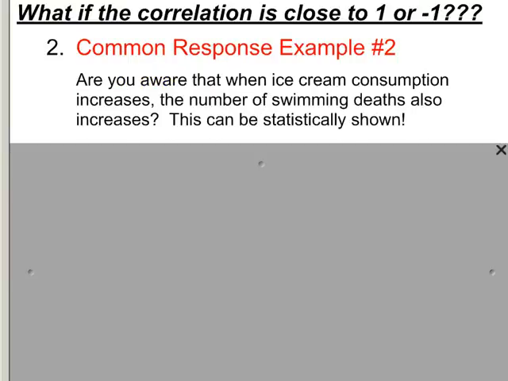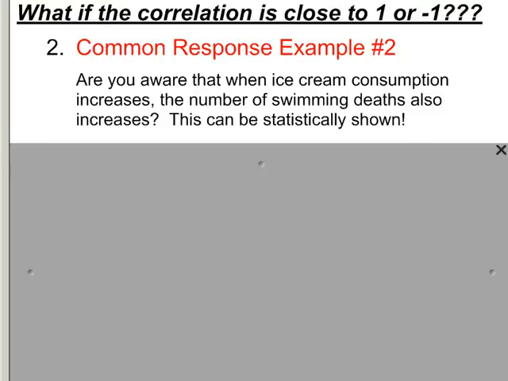Another example for common response, and again, remember that means that I'm studying two things, and it appears as though one thing is affecting the other, but I missed something else, a third thing, a lurking variable behind the scenes that's actually affecting the two things I'm studying. For example, are you aware that when ice cream consumption increases, the number of swimming deaths also increases? I could do a study and I could show this. As ice cream consumption goes up, the more ice cream we eat, the more swimming deaths occur. It can be shown. So a conclusion we could make is, well, let's not sell any more ice cream. Clearly, ice cream leads to death.